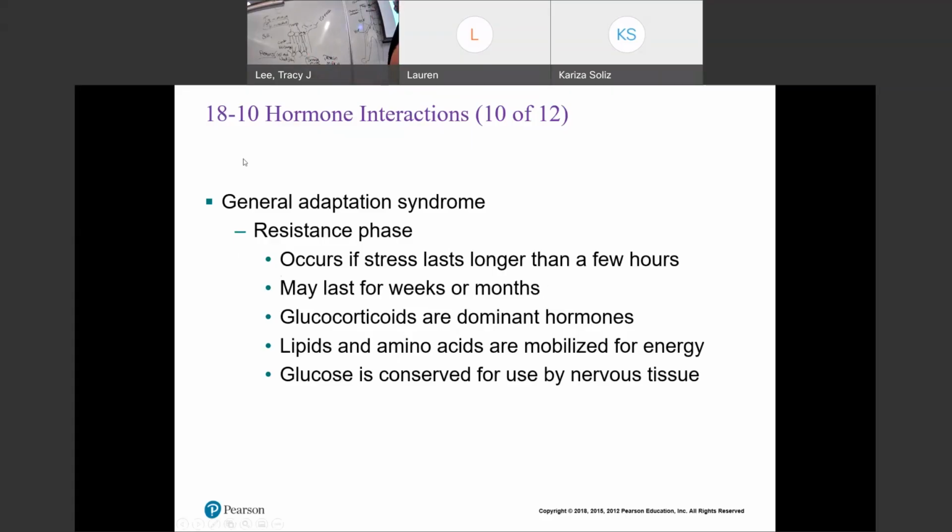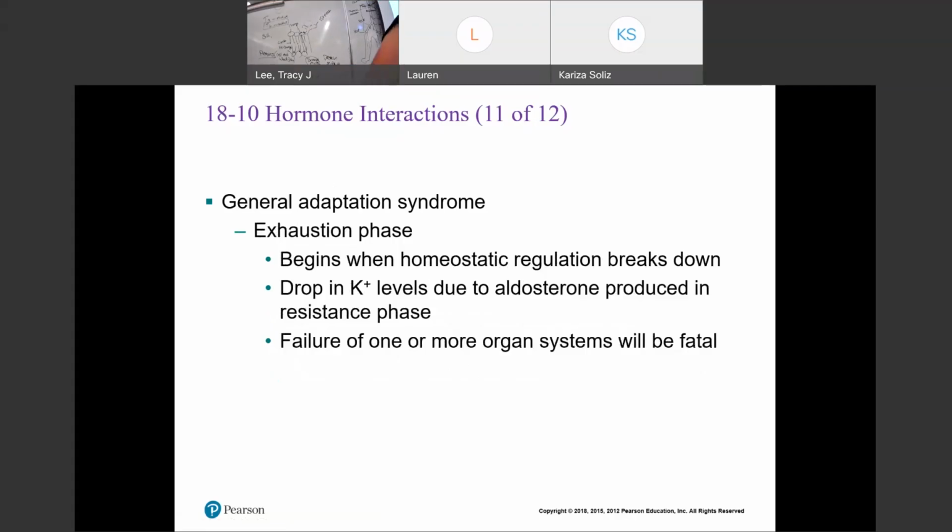But we're going to assume that this is some sort of real stress, and we're going to see lipids and amino acids used for energy. Your nervous system uses glucose a lot, so it's always going to try to keep a reserve for itself. All right, exhaustion phase. This is when we begin to lose the ability to maintain homeostasis.